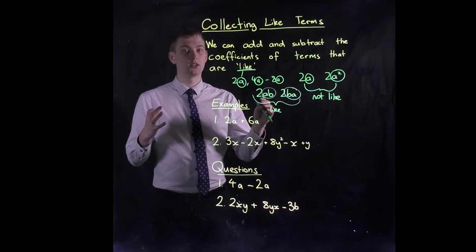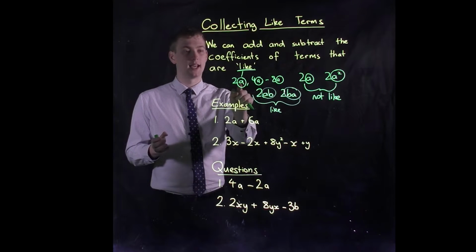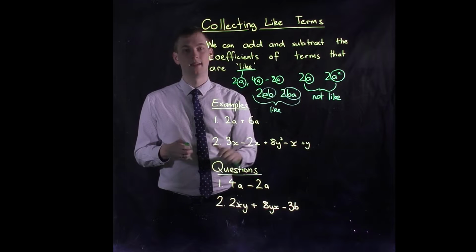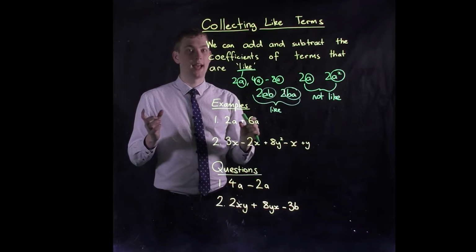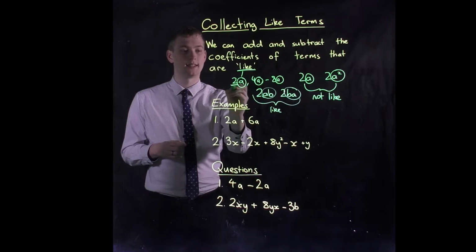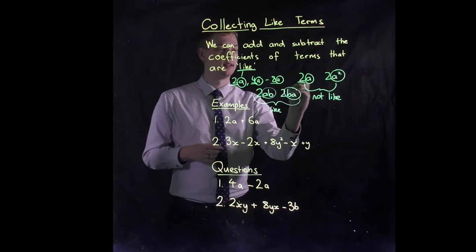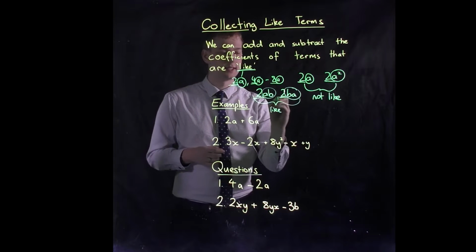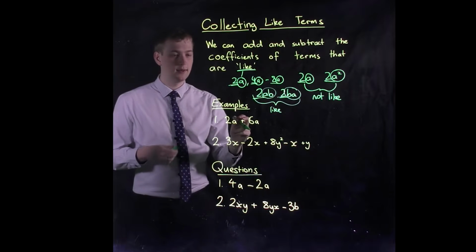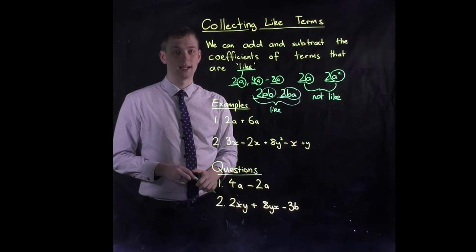When we're going to collect them, if the terms are like, so they end in the same algebraic expression, we can then add or subtract the coefficients. So that's this number sitting out the front. So all of these numbers are coefficients. So here we have two examples and two questions I'm going to ask you to do.